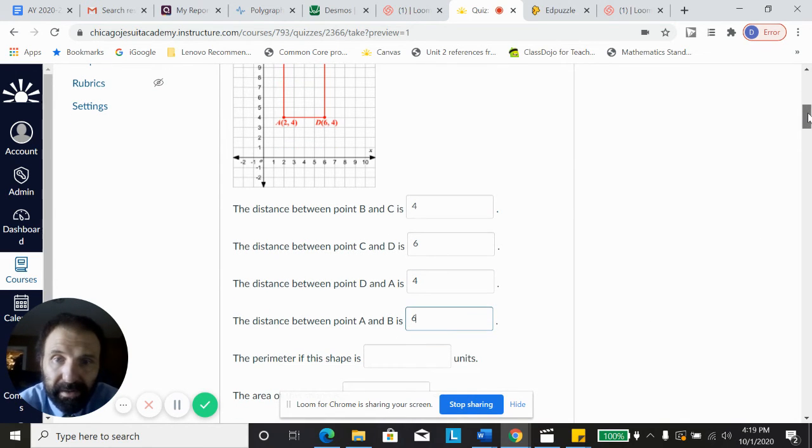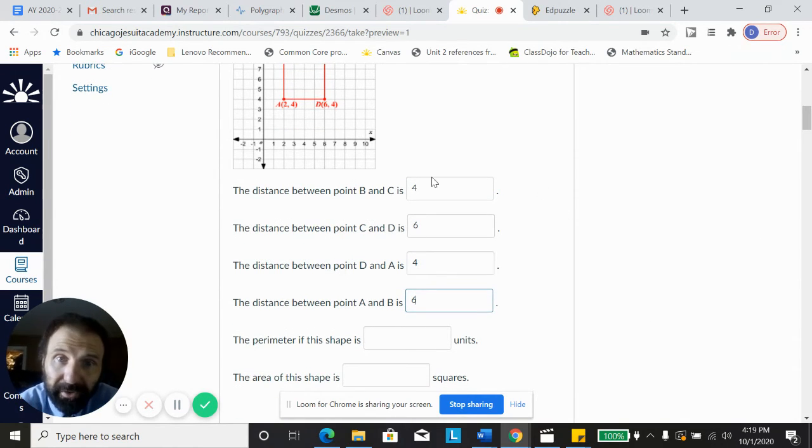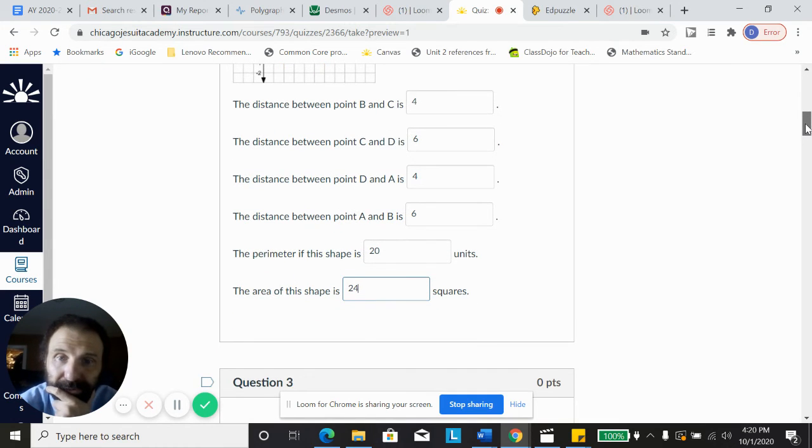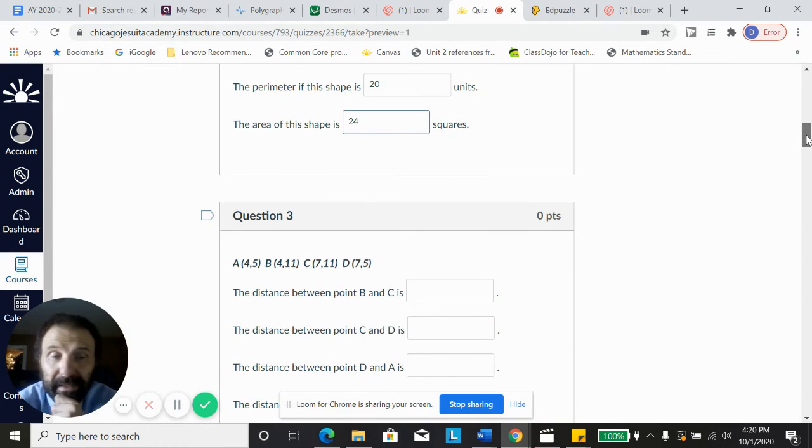Now to find the perimeter, I add all these. 4 plus 6 is 10, plus 4 is 14, plus another 6, or 6 plus 4 and 6 plus 4 is 10 and 10. So you add those up and you get 20. The area is the length times the width. Well, the length is 4 and the width is 6, and 4 times 6 is 24. That's how you are able to calculate that.